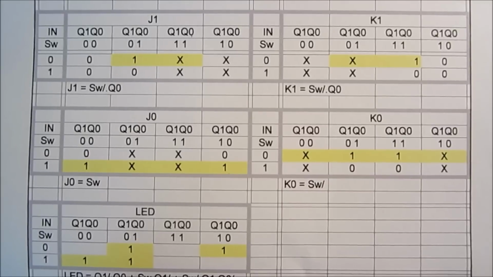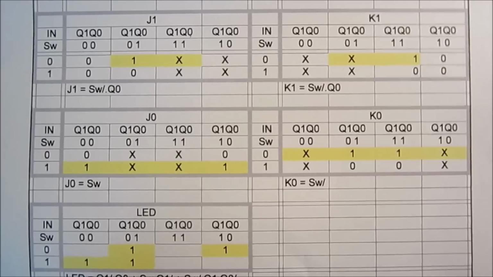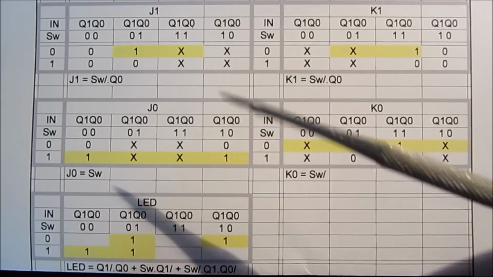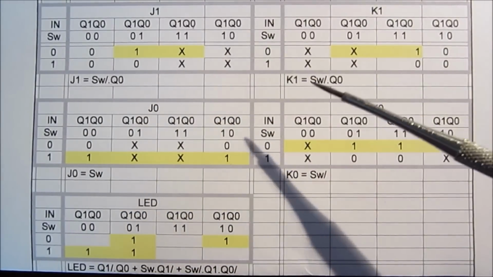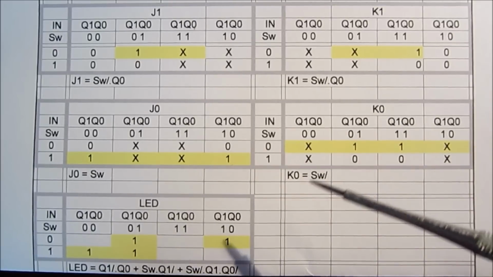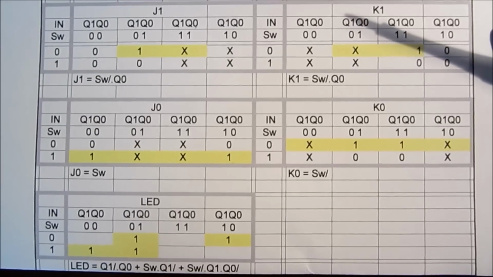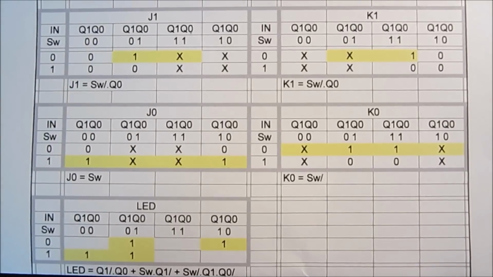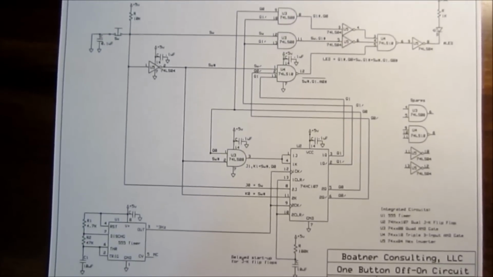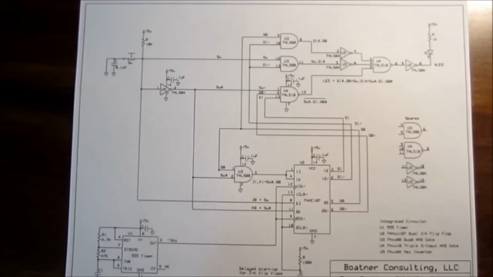Here are your Karnaugh maps. Now you will notice that when this is done, you can actually write out the equations for your J1, K1, J0, K0, and your LED. And after we're finished with the Karnaugh maps, we have all the information that we need to draw our circuit.